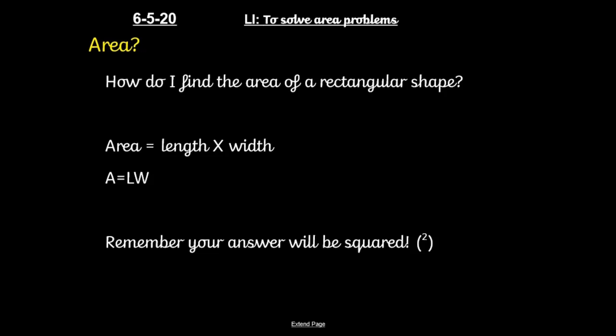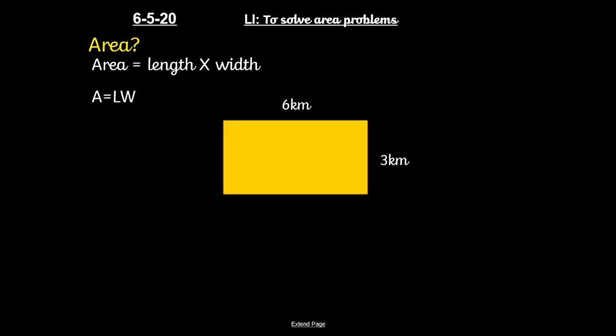Again, you can see there the formula A equals LW, which basically means area is equal to the length times the width. Remember, your answer will always be squared, whether that is centimeters squared, kilometers squared, millimeters squared. Okay, whatever the unit of measurement is will then be squared at the end. So let's have a look at solving this one first.